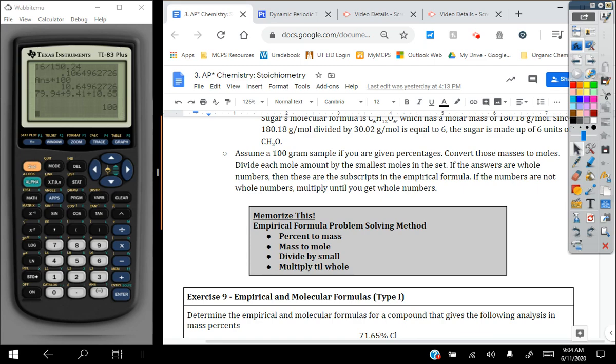Once we have our percentages and we've assumed them to be masses, we'll convert those masses to moles. Then we're going to divide by the smallest amount of moles in our set. And the reason we want to do this is so that we can get a simple whole number ratio. That whole number ratio will be your subscripts in your empirical formula. If you divide by the smallest moles in the set and you don't get whole numbers, that's okay. We just have to multiply by a factor so that way we can get rid of any decimals and we end up with whole numbers because subscripts can only be whole numbers.